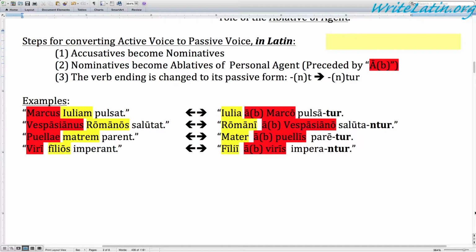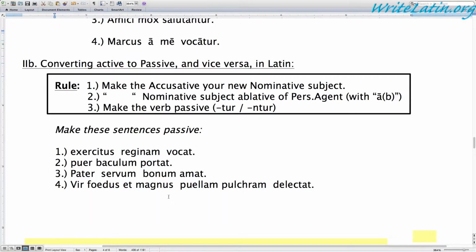All right, hopefully that was simple. If you forgot your rules, they will be in the box here. So please make these sentences passive. Stop the video, and in a second I will put up those answers. Okay, and the answers.